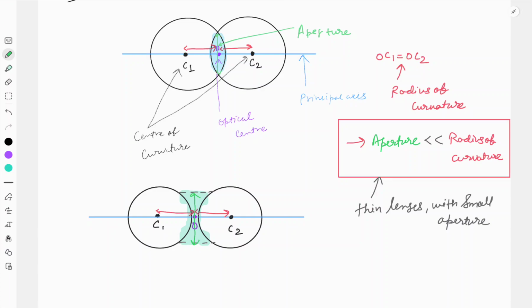So these are the definitions that you need to remember, and these terms will come up when we talk about image formation through lenses. So I hope you understood this, and I'll meet you in the next one.